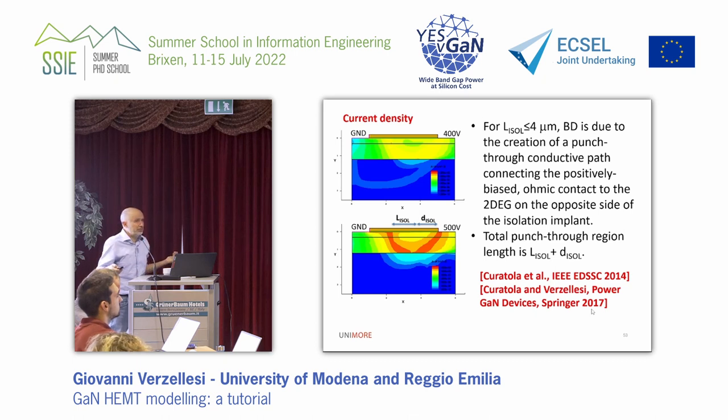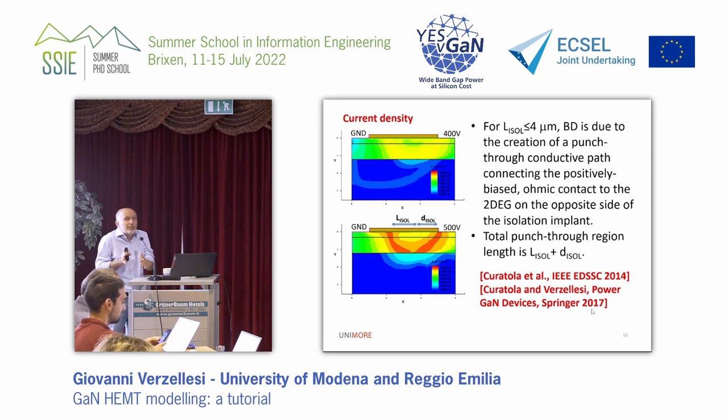Okay, simulations. The punch-through effect in these two view graphs. Conduction, the conducting path, is mainly in the undoped channel.